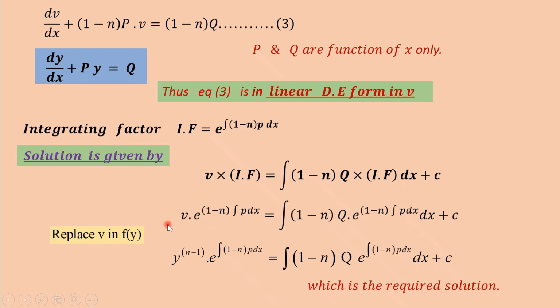Now at last replace v as a function of y. Take v equal to y^(-n+1). So y^(-n+1) e^(∫(1-n)P dx) = ∫(1-n)Q e^(∫(1-n)P dx) dx + c, which is the required solution.